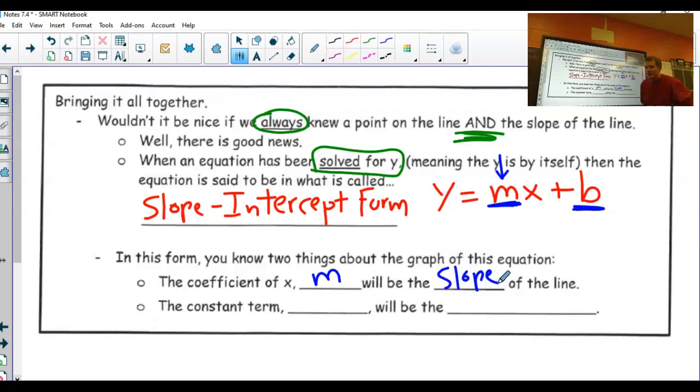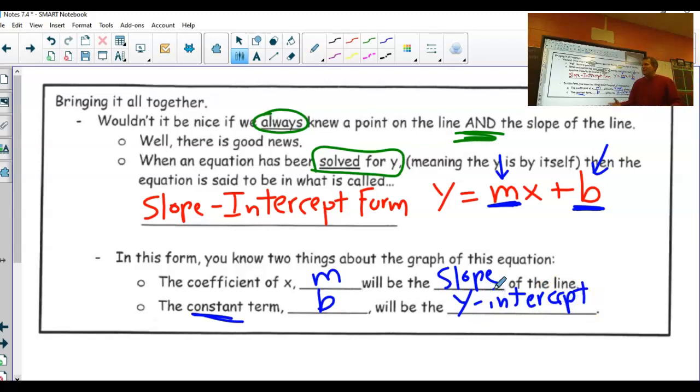You'll automatically know the slope of the line. It's whatever number is the coefficient of x. And this number out here that's not attached to the x, that's called a constant. That's the b. The constant term, the b, will be the y-intercept.